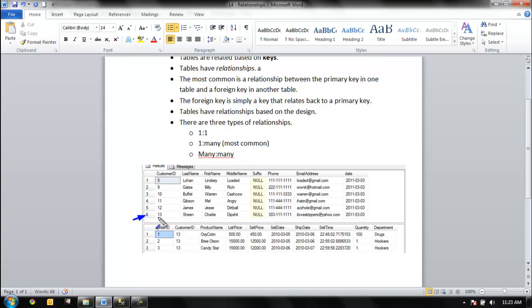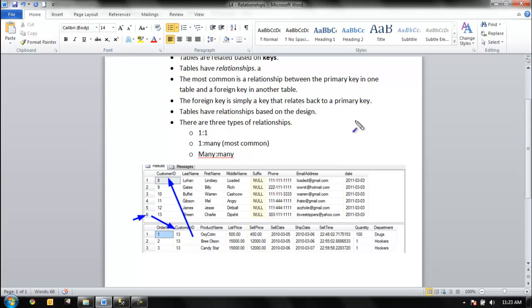Customer ID 13 relates to the foreign key in the orders table, number 13, right there. That's the relationship. Now, what kind of relationship is this? The foreign key is simply a key that relates back to the primary key. Here's the foreign key in our orders table, and it relates back to the primary key in the customer table. Straightforward stuff. It just takes a few minutes to wrap your head around it if you're new to this.